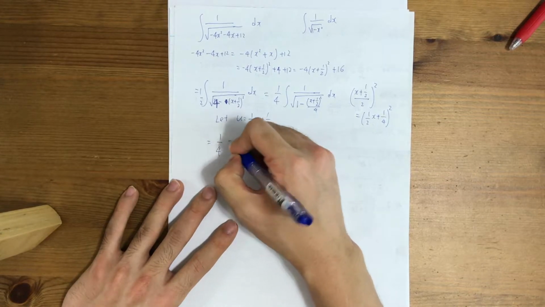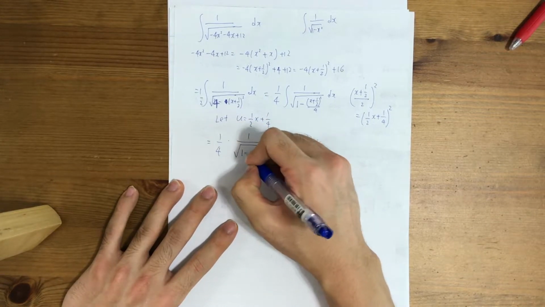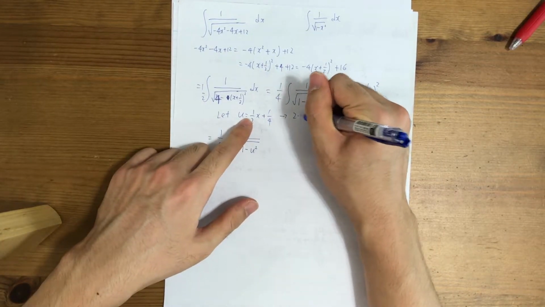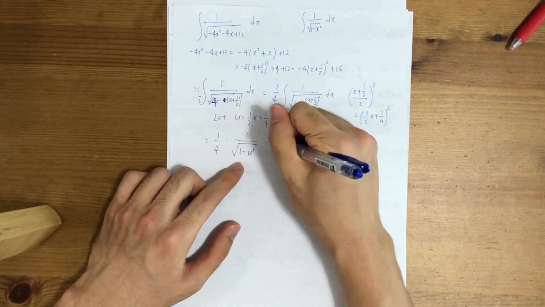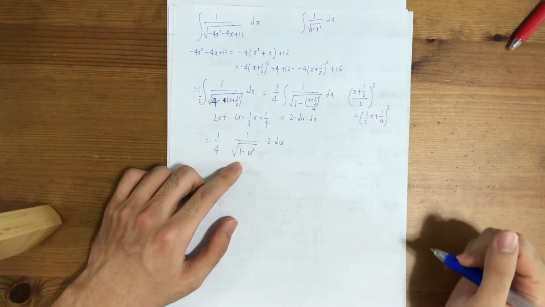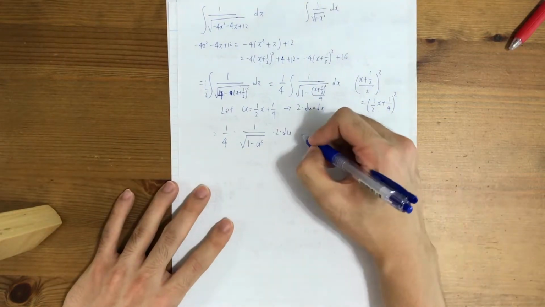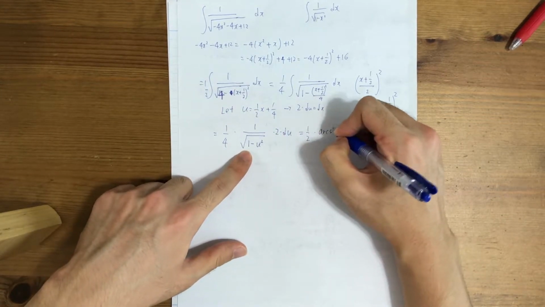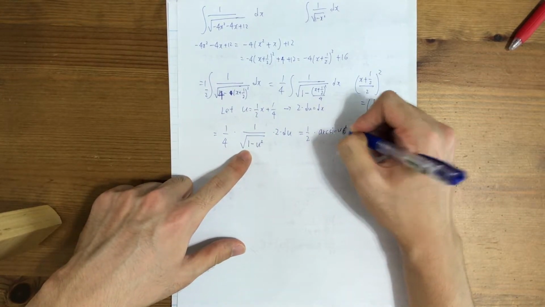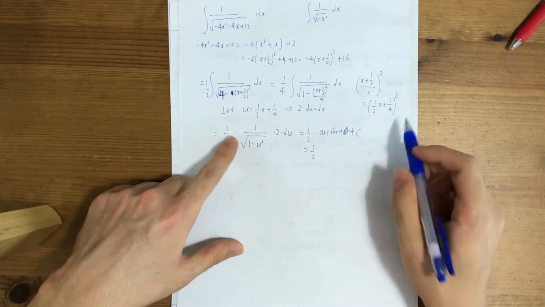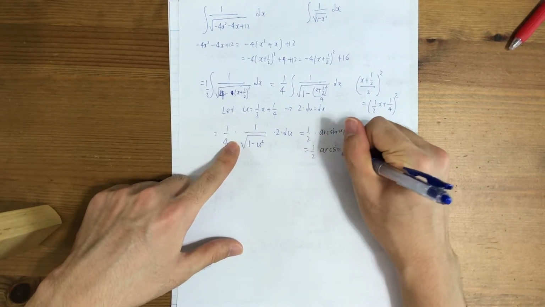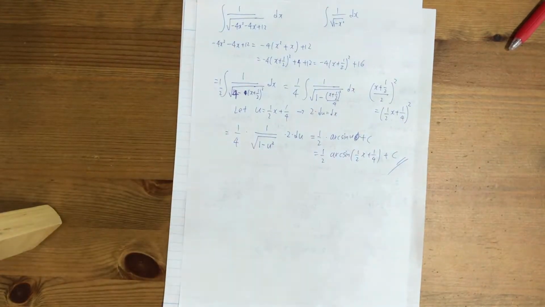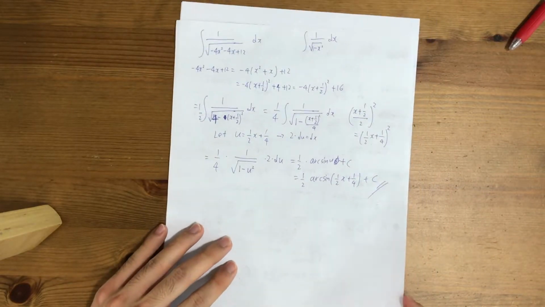So 1 minus u squared, and d u over dx is half, so that means 2 times du equals dx, right? And we're done. So that yields half, and that is arc sine u, but u is that, right? So arc sine of half x plus 1/4, plus c. So it shouldn't be that difficult.